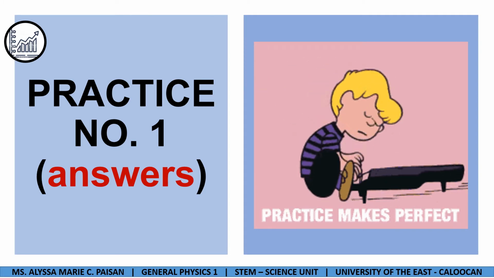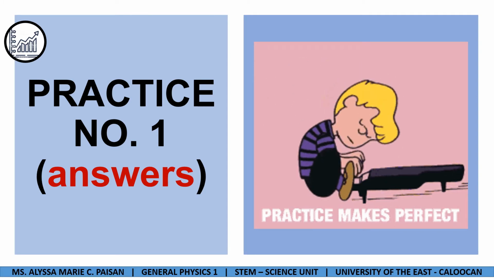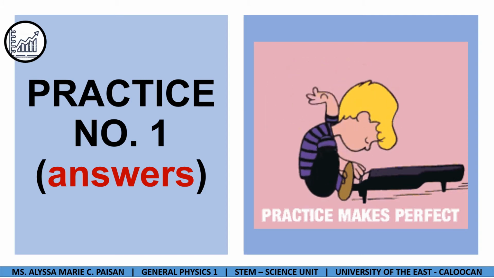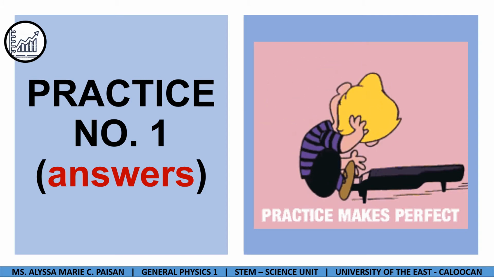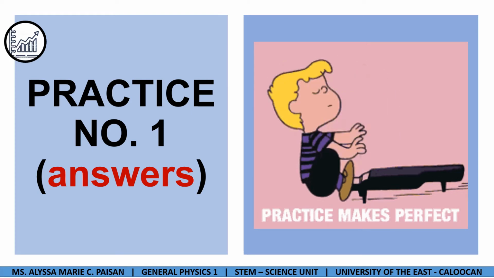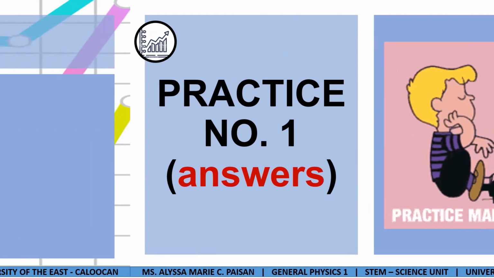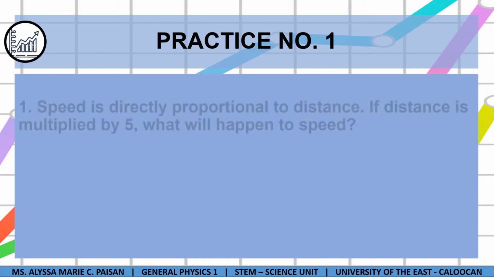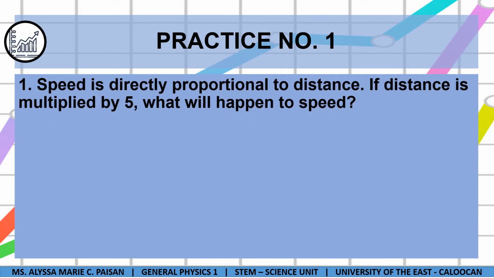I prepared here the answers already to practice number 1 and practice number 2 for this lesson that we have, the one that is about relationships among variables. So for practice number 1, you are given a certain situation and your task is to answer the question that comes with the situation using the things that you have learned from our previous lesson.